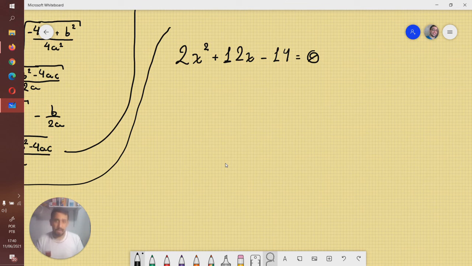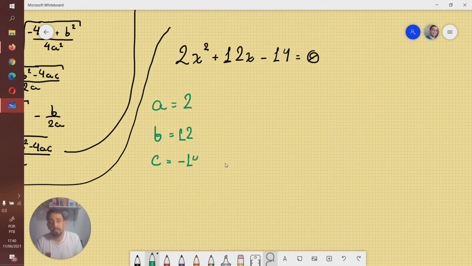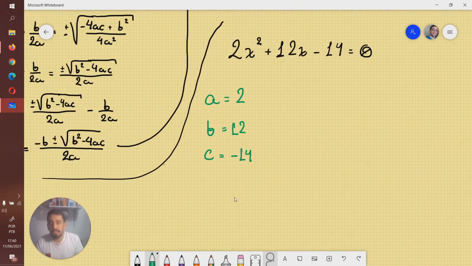Okay? Realize that we have coefficients a, b, and c now. Let's identify them. a is equal to 2. b is equal to 12, and c is equal to negative 14. We're going to apply all those a, b, c in this formula here. Okay, so there is no mystery. Where there is a, I'll put 2. Where there is b, I'll put 12. Where there is c, I'll put negative 14.